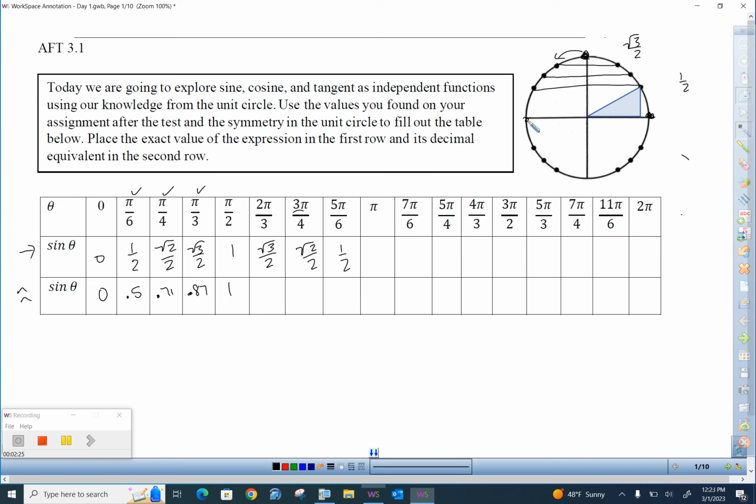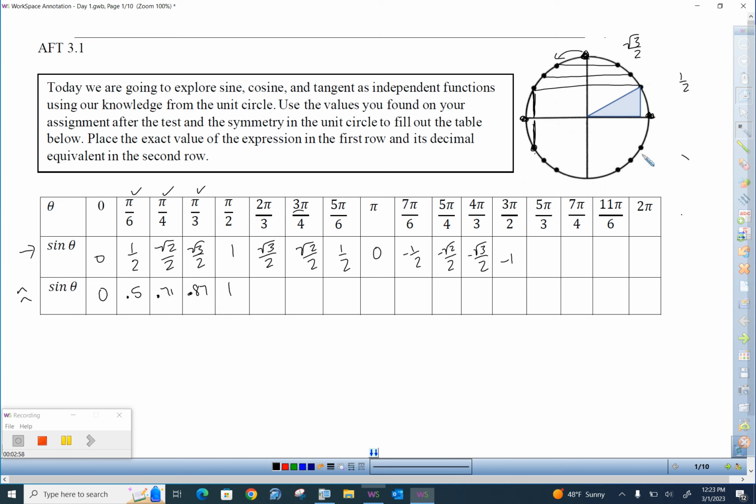Okay, at pi itself, we're back to a height or a y value of 0. 7 pi over 6 has some symmetry as well. This length is the same as this length, but because we're in quadrant 3, we're going to have negative values for the next chunk. So here, that's a negative 1/2. This goes with my 45-degree triangle, so it's negative square root of 2 over 2. And then this will go with my 60-degree triangle. So that's negative square root of 3 over 2. And then I'm down here at negative 1 for my 3 pi over 2.